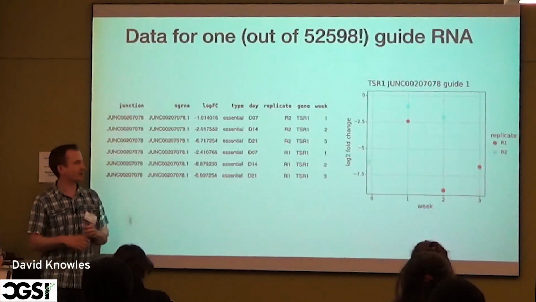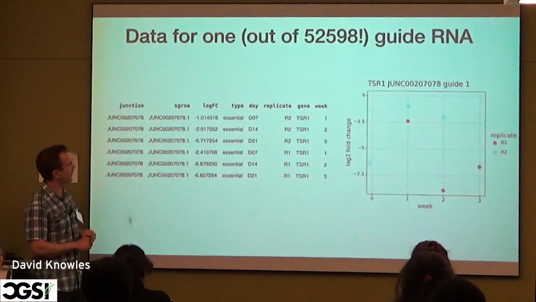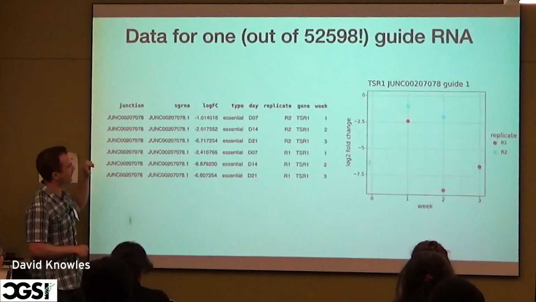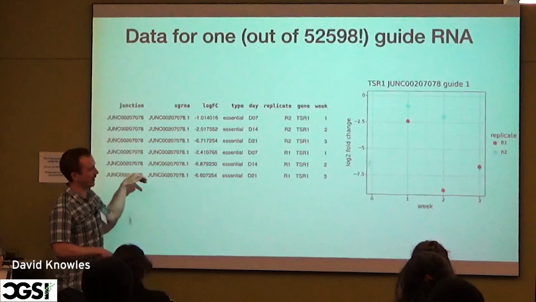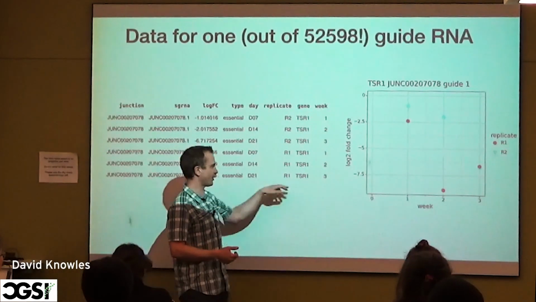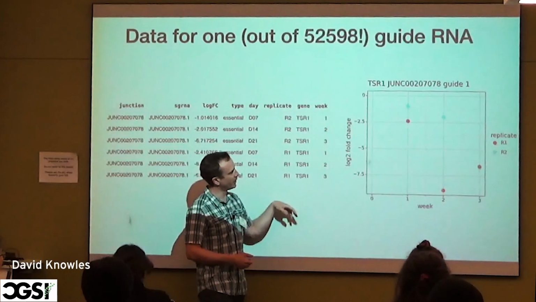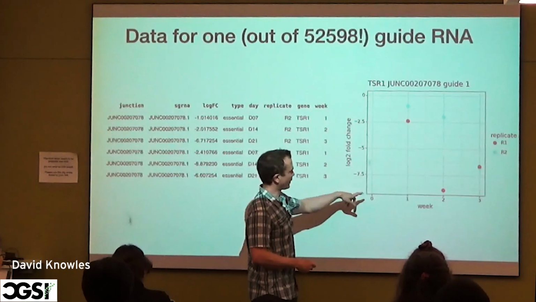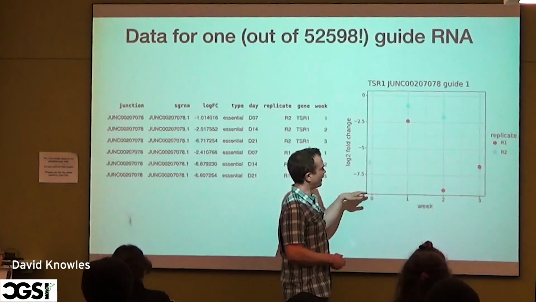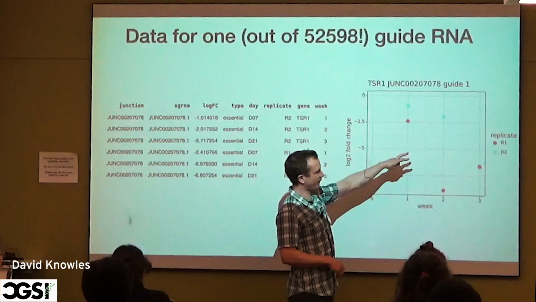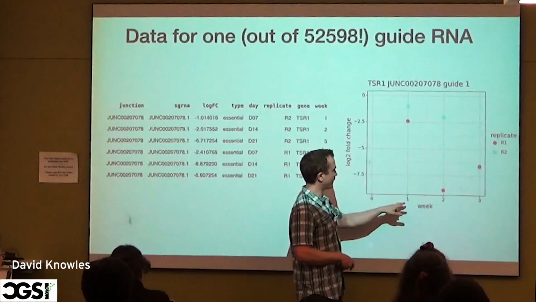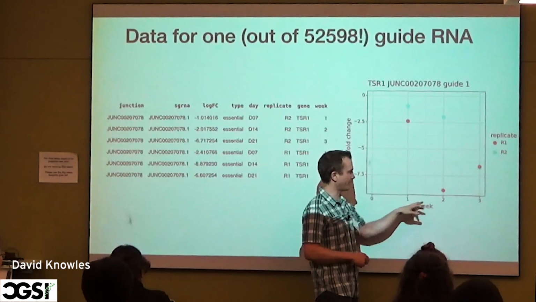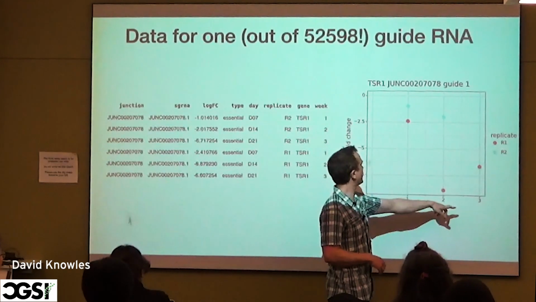So what does the data actually look like once you get it back? This is the data just for one specific guide RNA targeting one junction in an essential ribosomal gene called TSR1. And this is that data just plotted. In the experiment we did, we had 2 replicates, so that's basically doing the experiment twice. And we have time points at different weeks. So week 1, 2, and 3 was the final endpoint.